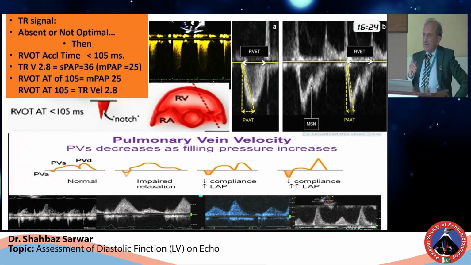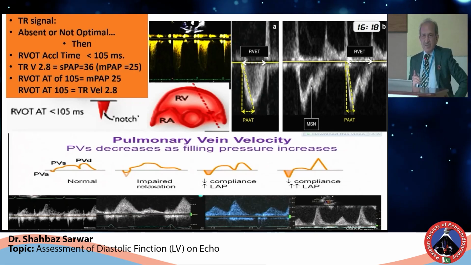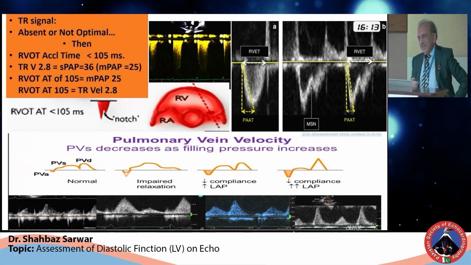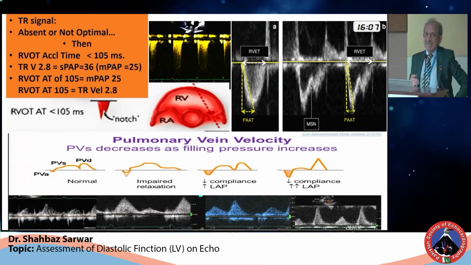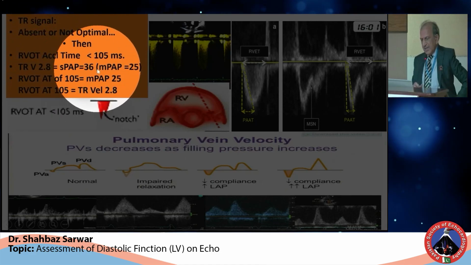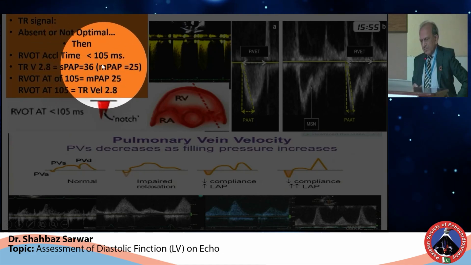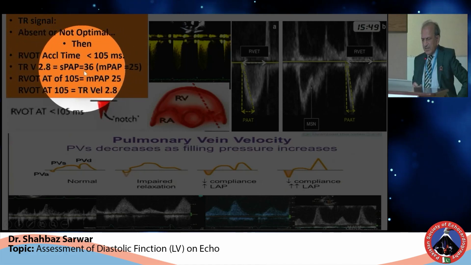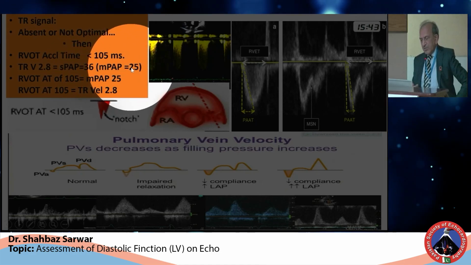Okay, now the thing which I touched upon in the previous slide was when TR is not there or when TR is insufficient. There is a thing which I have been using, and I have validated it in different ways. What the guidelines say about pulmonary hypertension in the 2022 guidelines is that we call a TR velocity of more than 2.8 pulmonary hypertension, and when we convert this 2.8 into systolic pressure, that is 36. So this is equivalent to a mean pulmonary artery pressure of 25.